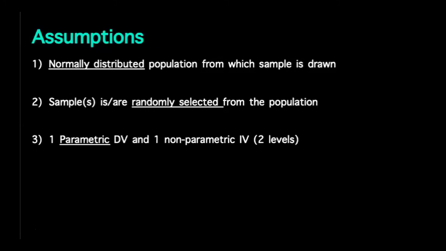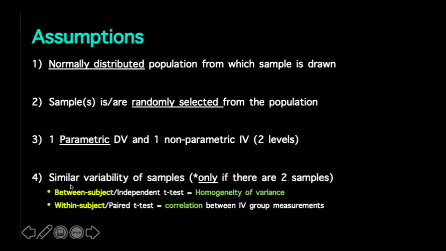And then lastly, if we're working with an independent or paired samples t-test, we have to check the variability of the samples. And this is only if you have 2 samples. So this variability assumption does not apply to a single sample t-test. But if we have a between subject design or an independent t-test, we use a test called homogeneity of variance, and we use a test called Levene's test.